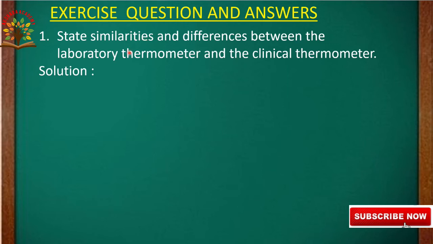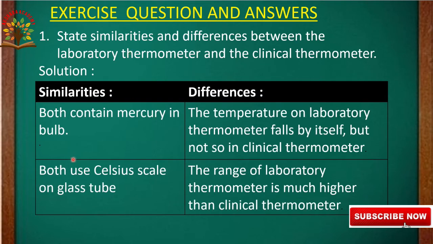well as similarities also. Coming to the similarities, both thermometers contain mercury in the bulb. Differences, the temperature on the laboratory thermometer falls by itself but not so in the clinical thermometer. Both use Celsius scale on the glass tube. The range of the laboratory thermometer is much higher than the clinical thermometer. The range of the laboratory thermometer is minus 10 degree centigrade to 110 degree centigrade. The range of the clinical thermometer is 35 degree centigrade to 42 degree centigrade. So that's why the range of the laboratory thermometer is much higher than the clinical thermometer.